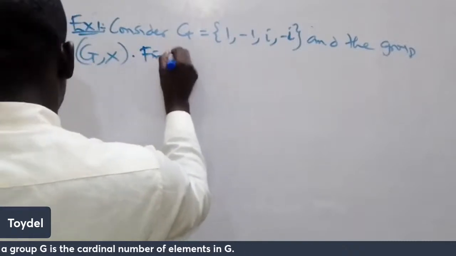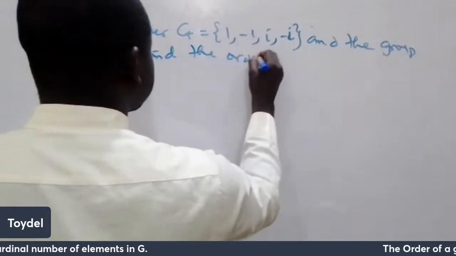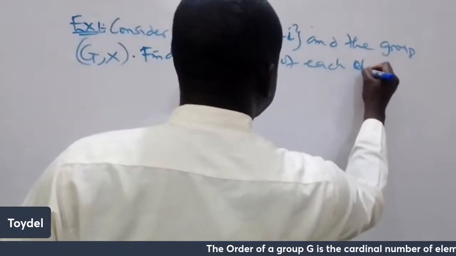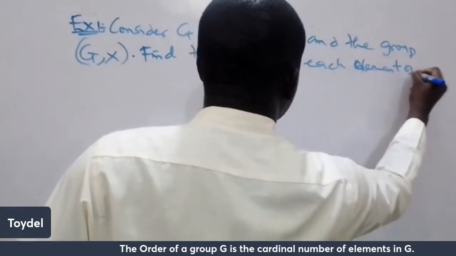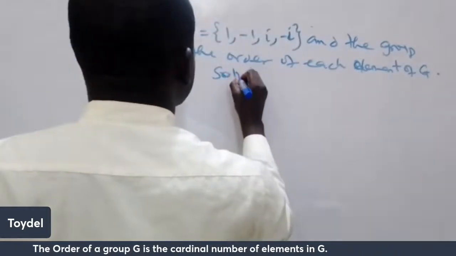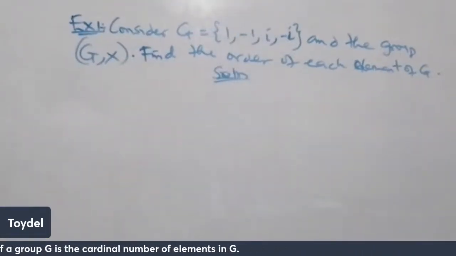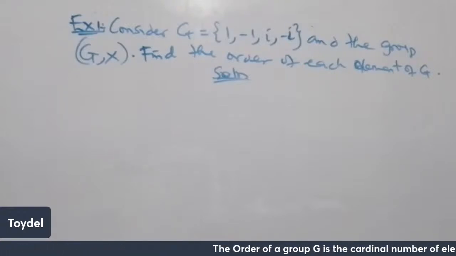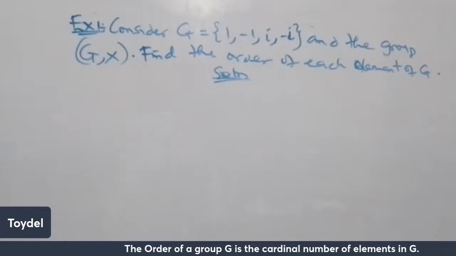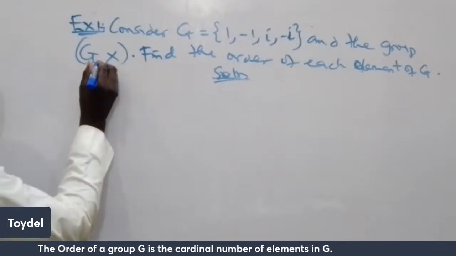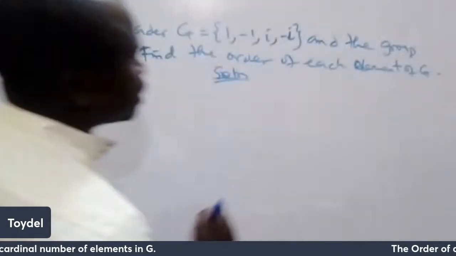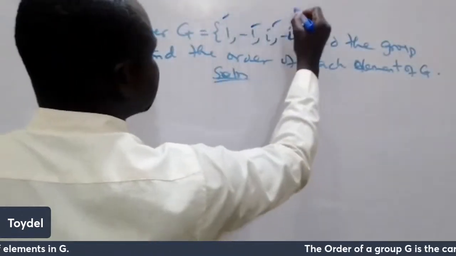The question now says that we should find the order of each element of G. So this is what we want to do. Look at the elements of G that we have. There are 4 elements there: 1, -1, i, and -i. And the group is G. The binary operation in this group is multiplication. So we want to find the order of each element. This is one element, this is another element, this is the third and fourth.